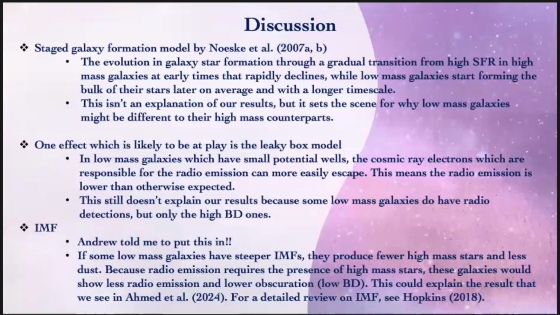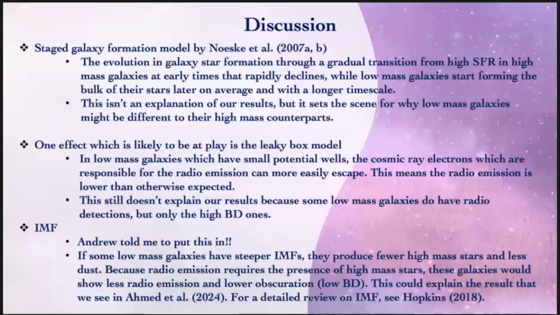Another effect we have added is the leaky box model. In the case of the leaky box model, low mass galaxies have a small potential well, and the cosmic ray electrons that are responsible for the radio emission can more easily escape, which means the radio emission is lower than otherwise expected. But the leaky box model is mostly mass dependent, so by itself, it does not explain our results either.